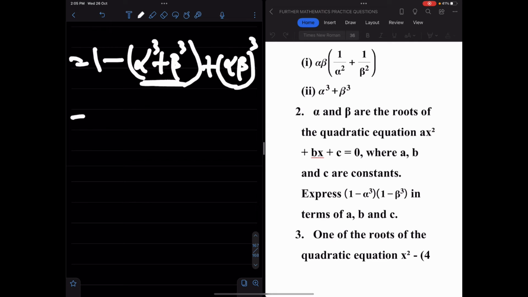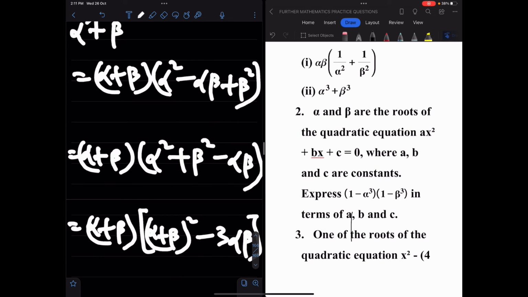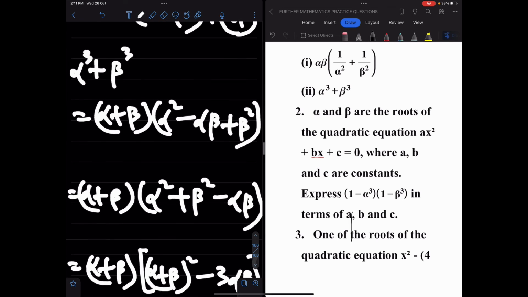That's equal to 1 minus... alpha cubed plus beta cubed is the same as alpha plus beta into bracket alpha plus beta all squared minus 3 alpha beta, and then plus the cube of alpha beta. Now we know alpha cubed plus beta cubed is alpha plus beta into bracket alpha plus beta all squared minus 3 alpha beta. So we can now continue.